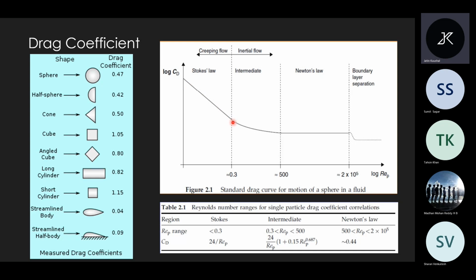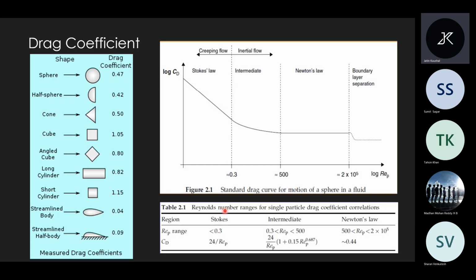And you guys would already know what Stokes Law is. It is given by force equal to 6 pi eta RV. So when we plot log CD versus log RE, we get a straight line in the Stokes Law region. And Stokes Law is only valid till RE is equal to 0.3. This graph is only valid for a spherical body moving through air.